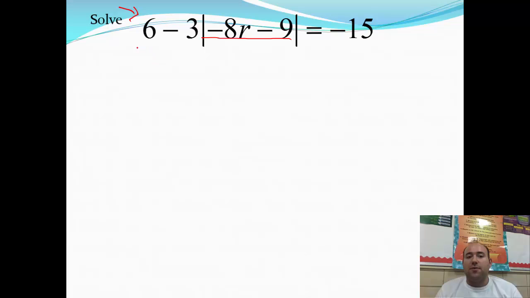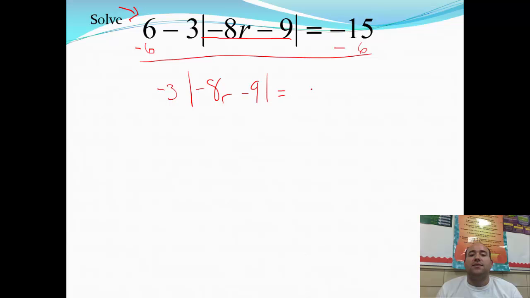So first thing I want to do is actually subtract just the number 6 from both sides. Now I get negative 3 times the absolute value of negative 8r minus 9 equals negative 21. Now I'm going to divide both sides by negative 3, and I get negative 8r minus 9 equals 7.